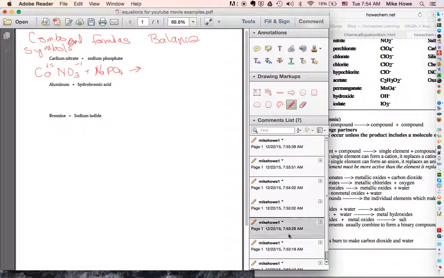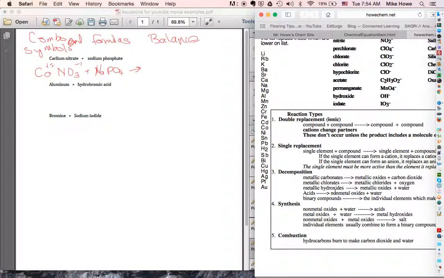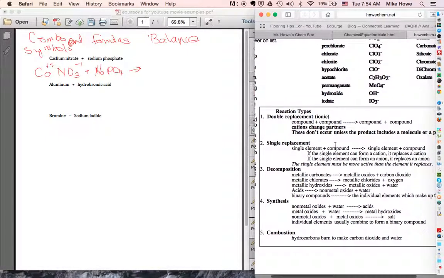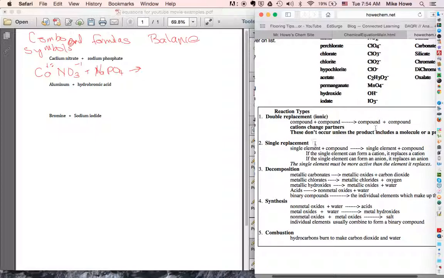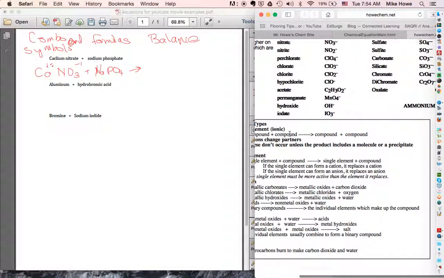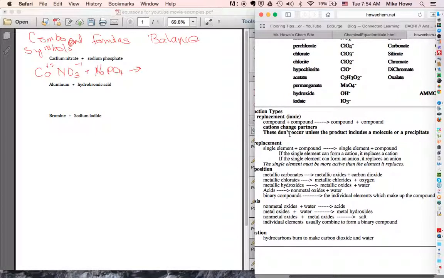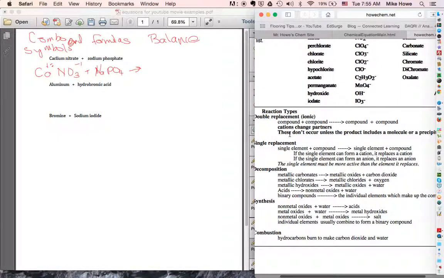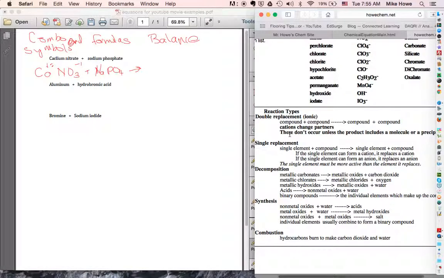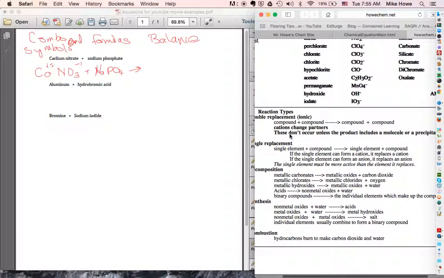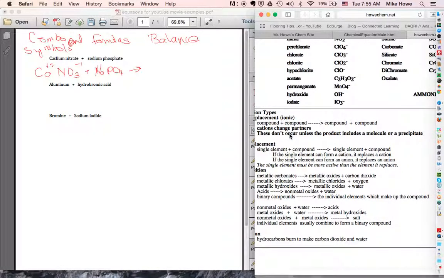Now in this kind of equation, this is double replacement. If you look over to the right here on this help sheet, which will be linked on the homework page, it says double replacement reactions: compound plus a compound makes a compound plus a compound. The cations change partners, and they only occur if the product includes a molecule or a precipitate. You remember in the precipitation lab, we had to identify the precipitates. These double replacements also occur if there is a combination of 2 nonmetals that's one of the products, and that's a molecule. The biggest example of that's water. Usually if water is formed, the reaction occurs, and that counts as your molecule.